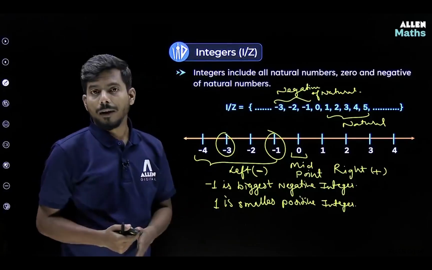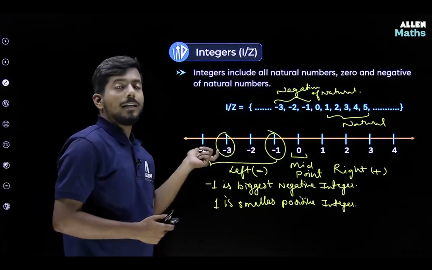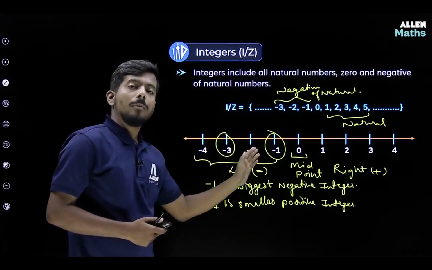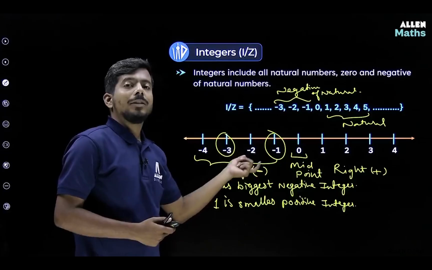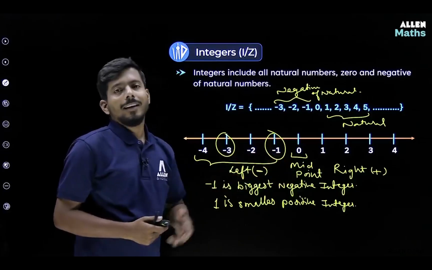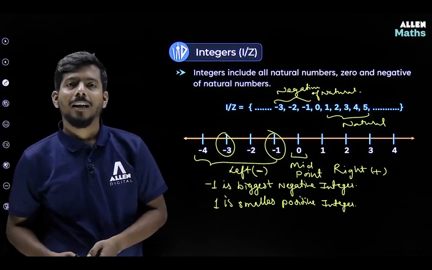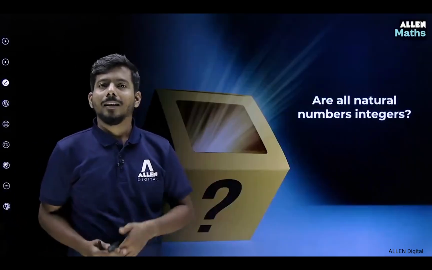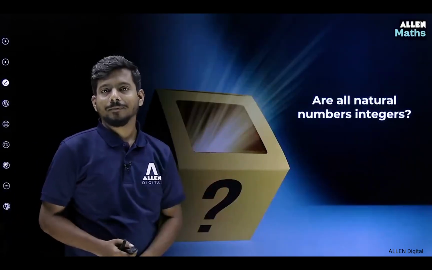We have one more method that we can apply for all negative numbers. The negative number which is closer to 0 will be the greater negative number. So, let's discuss some important statements.